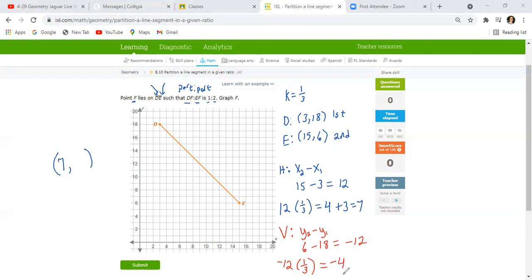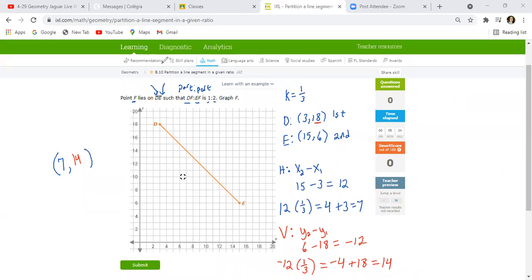And then you add it back to the first y. My first y value is right here, the 18. I'm going to add that back to 18. -4 plus 18 is 14. So I have 7, 14. That is where point F is partitioning my line. So I would go to 7, 14, and I would use the tools in IXL to graph that point.